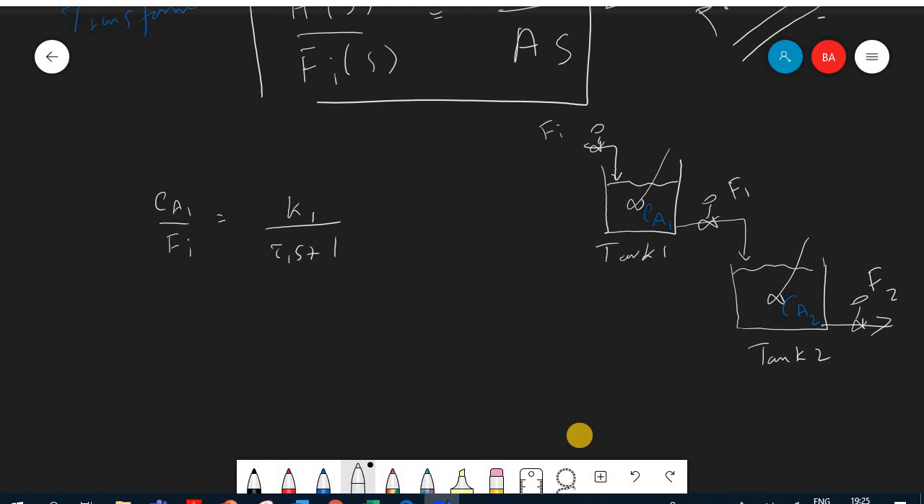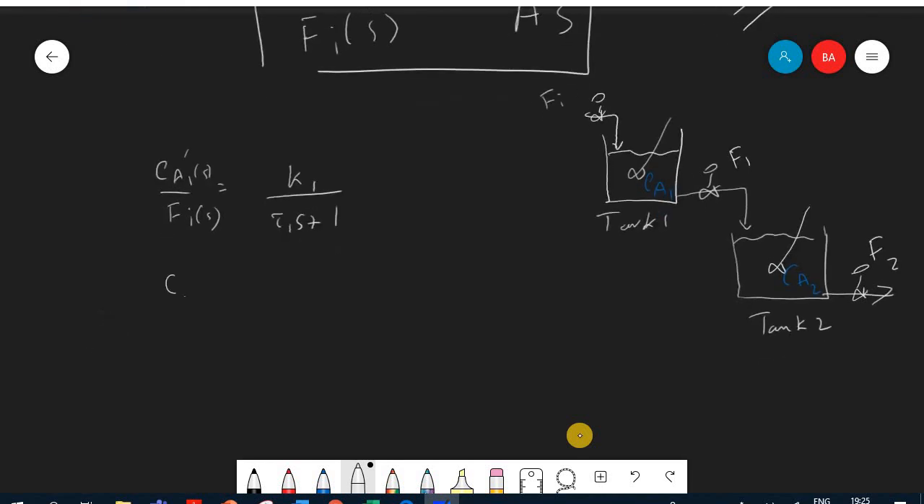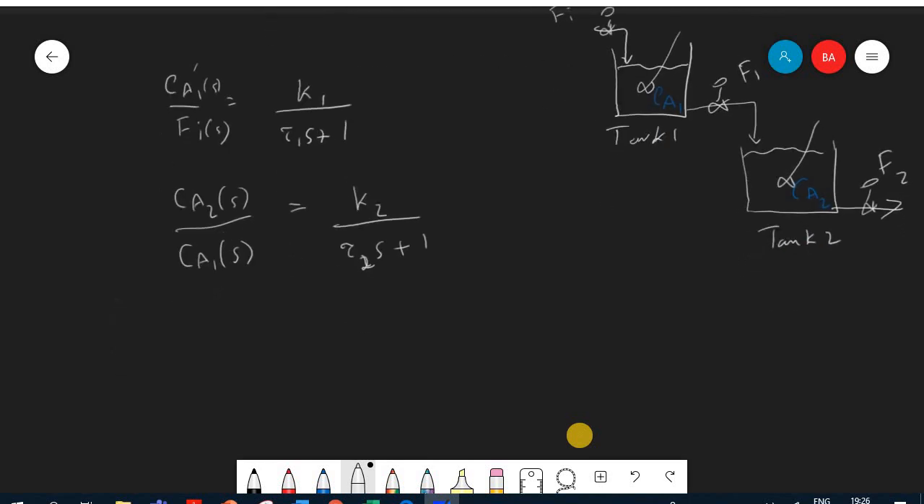We have done that before, so I'm not going to go through it again. If you want to find the relation of Ca2, I cannot find it with Cai, I can find it with Ca1. I can find the relationship with Ca1. And for Ca2 with Ca1, we will also discover that it will be a first order process. So we can see that we have a first order process for Ca1 to Fi, and another first order process for Ca2 to Ca1.